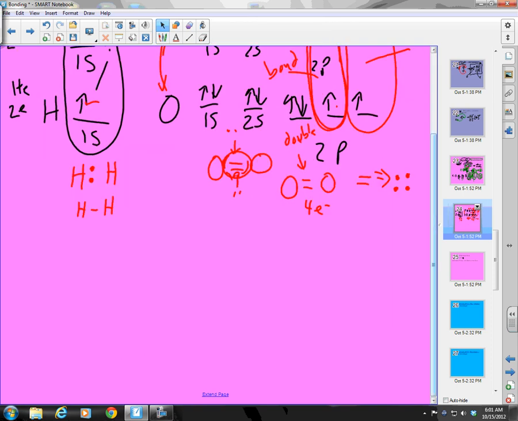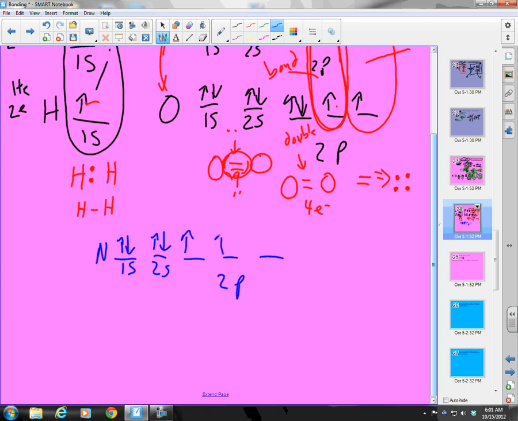Oops, nitrogen. If I look at nitrogen, what is nitrogen? Ooh, beautiful blue there, right? 1s2, 2s2, and then 1, 2, 3, 2p3. And then same thing with another nitrogen.